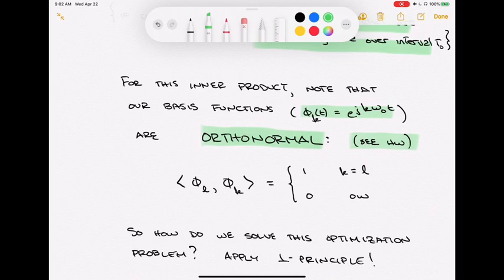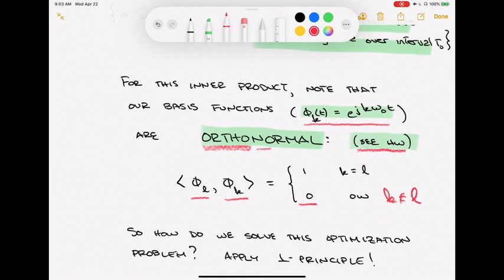Orthonormal, what does orthonormal mean? The ortho part says that the inner product of one basis function with any other basis function is equal to zero. The different building blocks in our system are at right angles to one another. So the inner product of phi L and phi K is equal to zero when K is not equal to L. That is true for these harmonically related complex exponentials. Again, this is something you'll prove in the homework, not a hard proof.